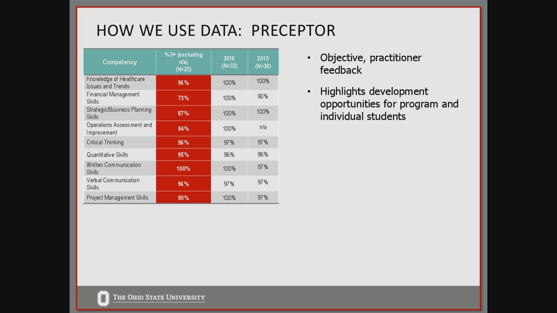And you can see we summarize. We give them a 1 to 5 scale, and then we summarize the percentage that rated the students over 3, so rated them 4 or 5 out of 5.